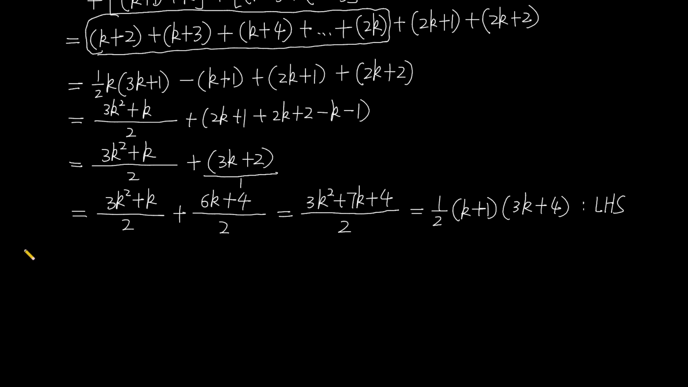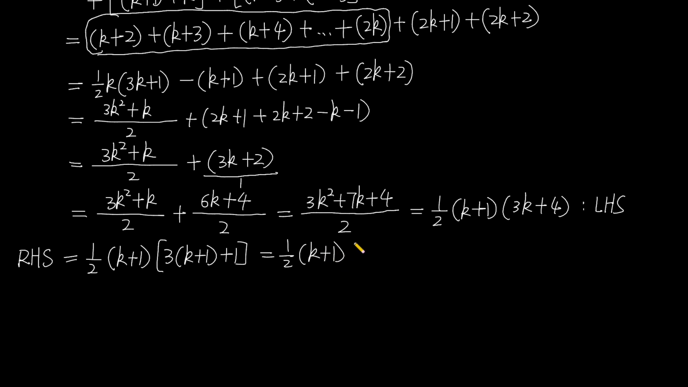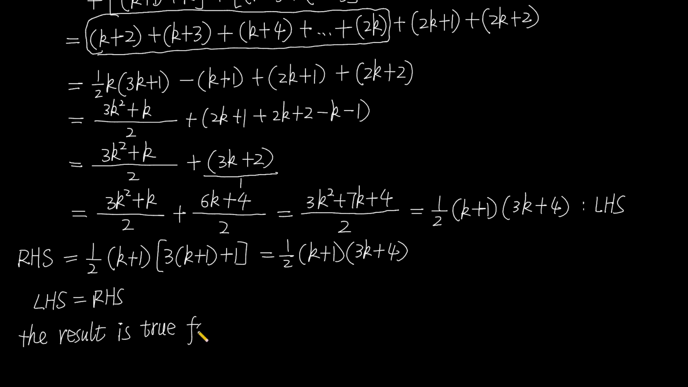Then the right hand side equals, we just use k plus 1 to replace n in the original term, so it is 1 over 2 multiply k plus 1 multiply 3k plus 1 plus 1. This equals 1 over 2 k plus 1, 3k plus 4. So compare the right hand side and the left hand side, they are equal. So left hand side equals right hand side. The result is true for n equals k plus 1.